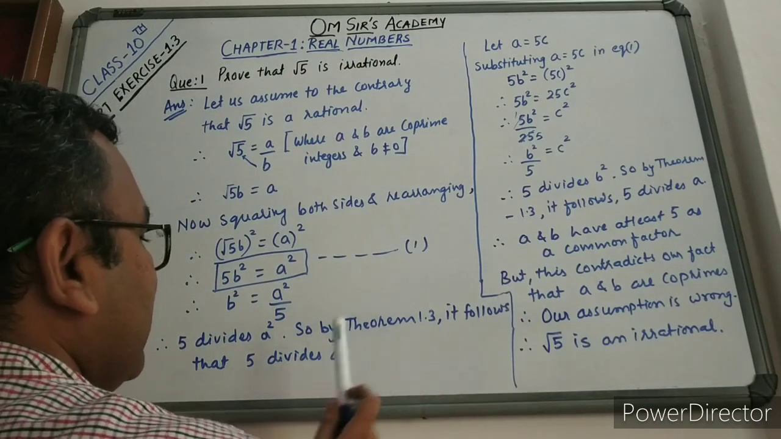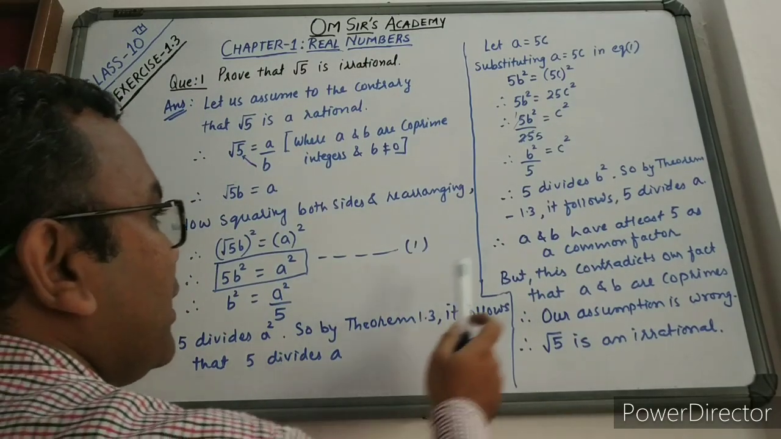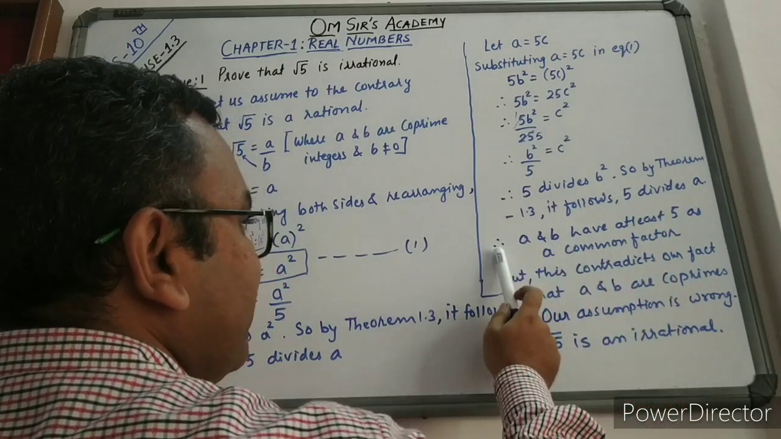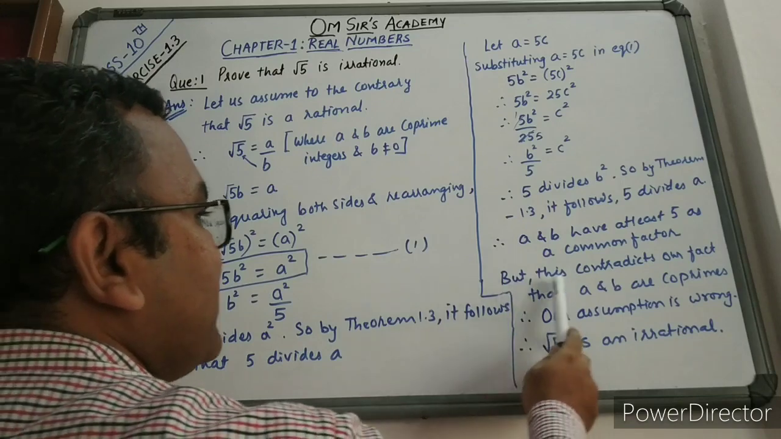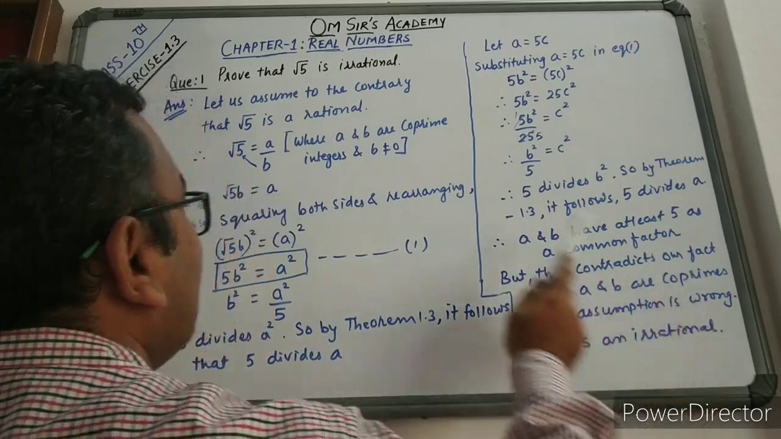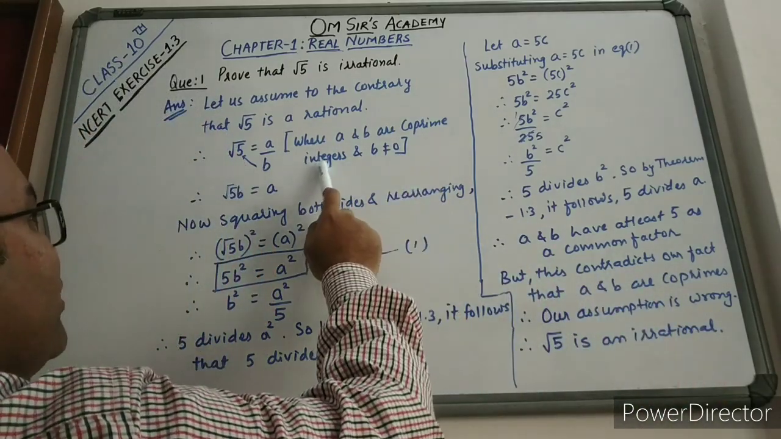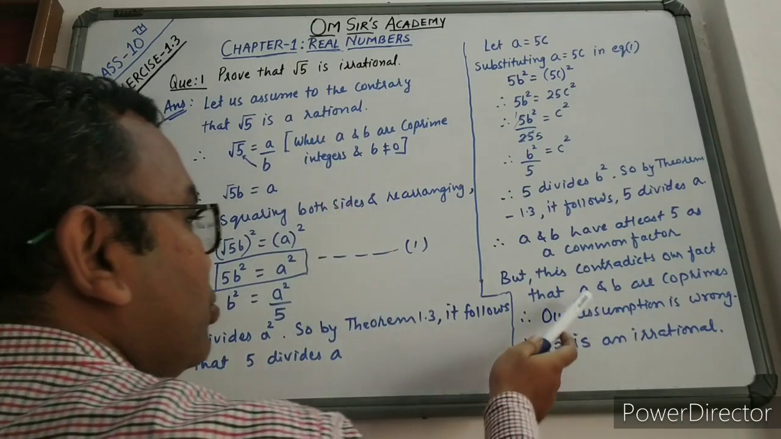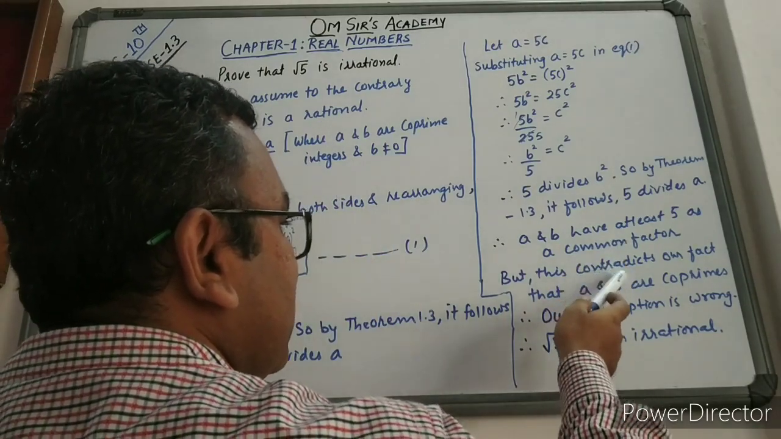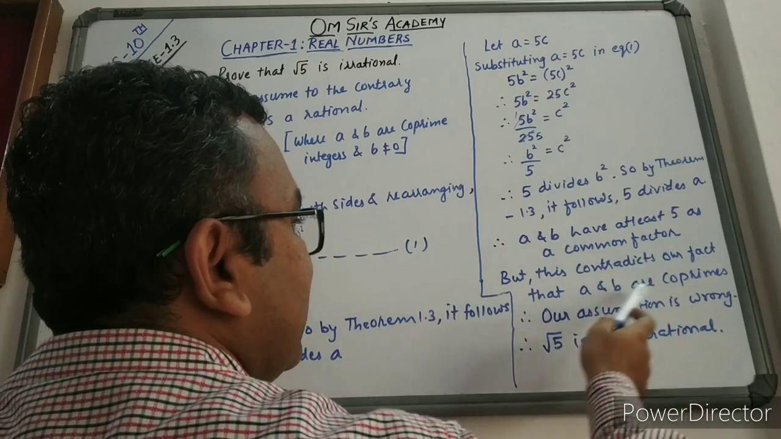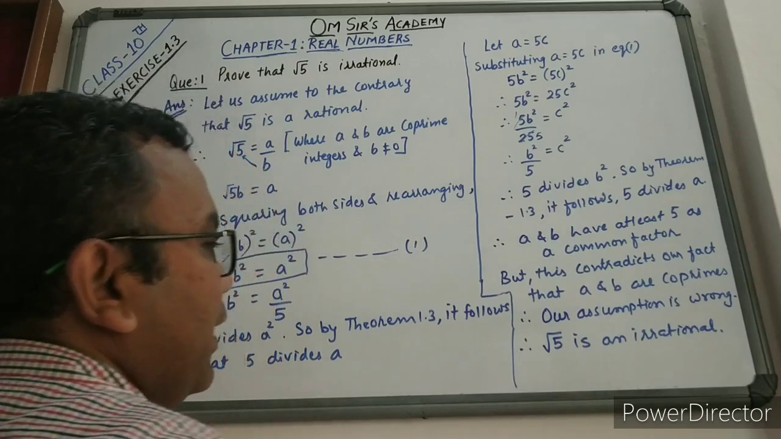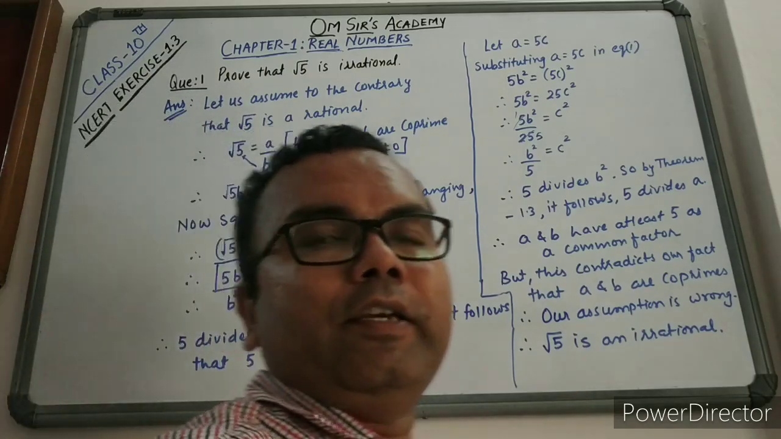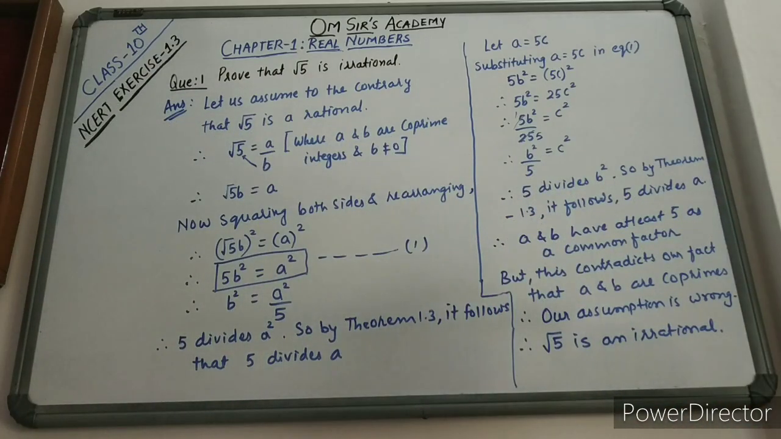So therefore here 5 was dividing b, and 5 is dividing a also. So we say that a and b have at least 5 as a common factor. But this contradicts our fact that a and b are co-primes. What was our fact? That a and b are co-prime integers. So it is a contradiction to that fact that a and b are co-primes. Therefore our assumption is wrong and hence we have proved that root 5 is an irrational number. So hope it is clear friends, it is very easy to understand.